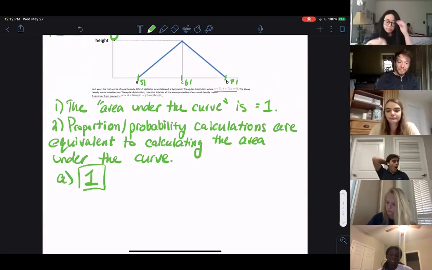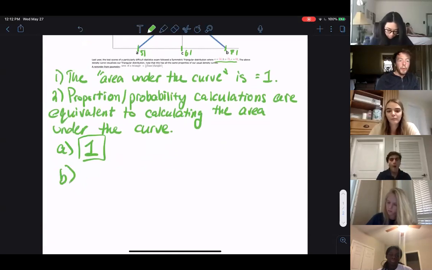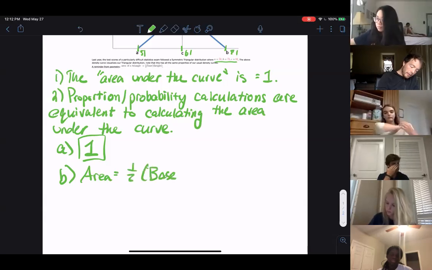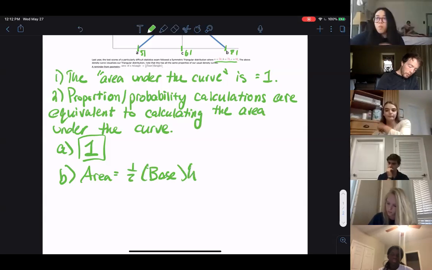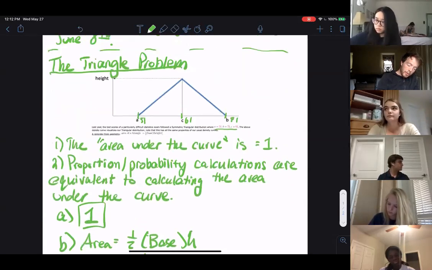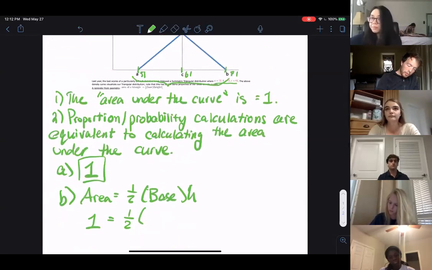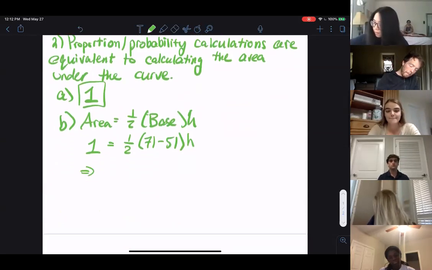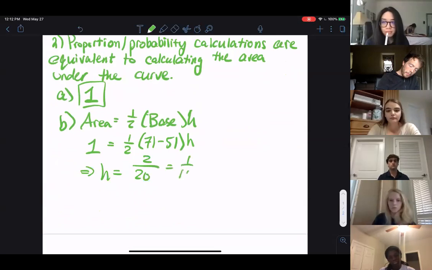All right? For part B, what is the height of the curve? Well, I gave you this formula, area equals 1/2 base times height, right? Well, I know what the area is. It's equal to 1. I know what the base is. That's just going to be the length of this right here, which is 71 minus 51. That's the length of the base of the triangle, times the height. Which means that height in this case is 2/20, which is 0.1. Okay.